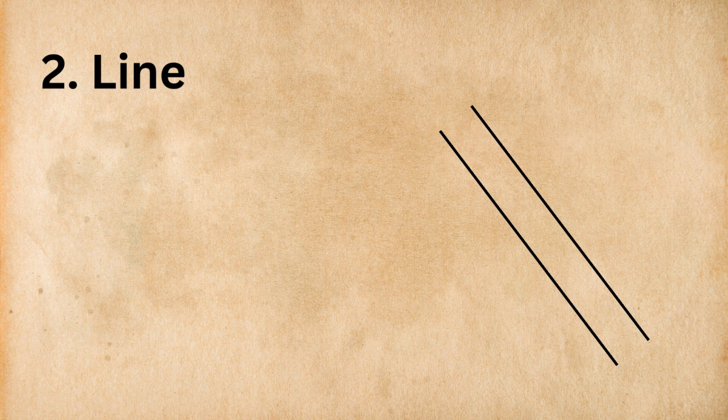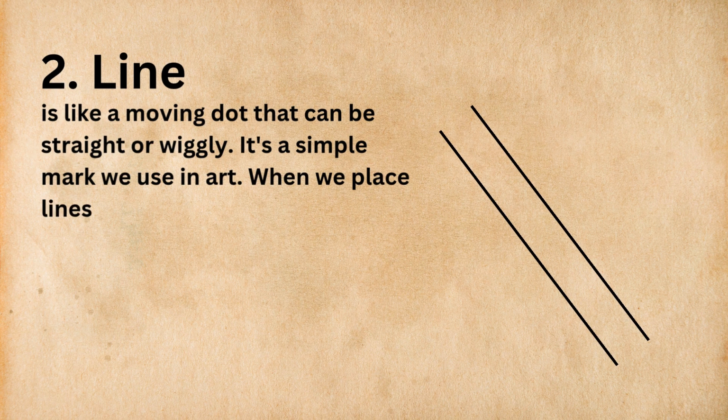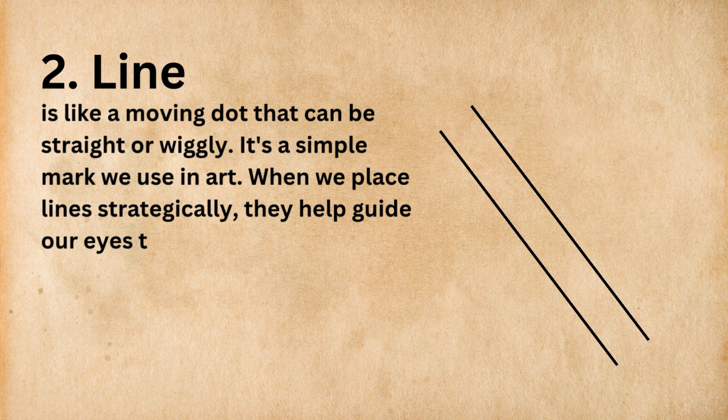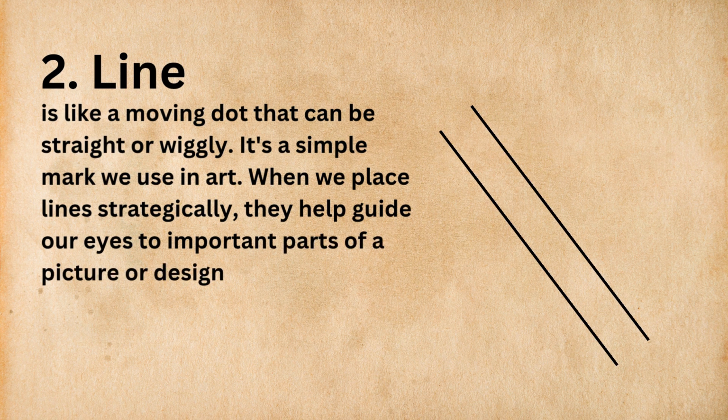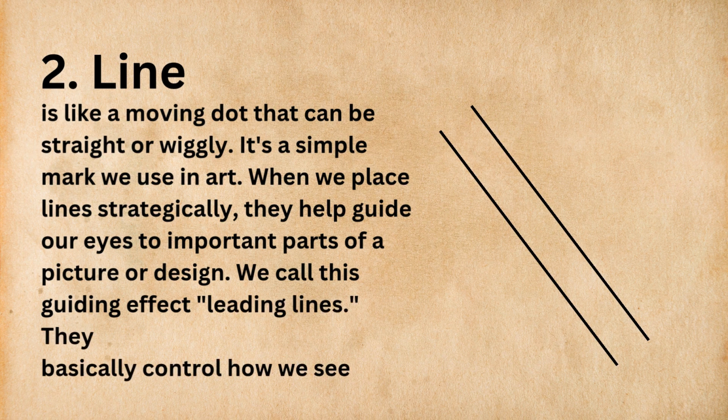Number 2. Line. It is like a moving dot that can be straight or wiggly. It's a simple mark we use in art. When we place lines strategically, they help guide our eyes to important parts of a picture or design. We call this guiding effect leading lines. They basically control how we see the whole artwork.